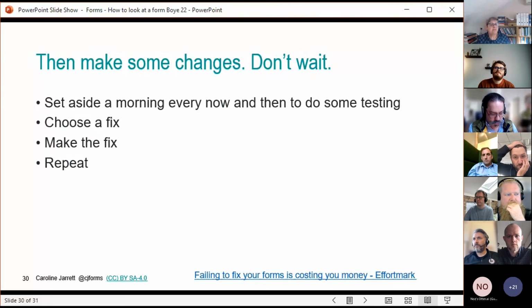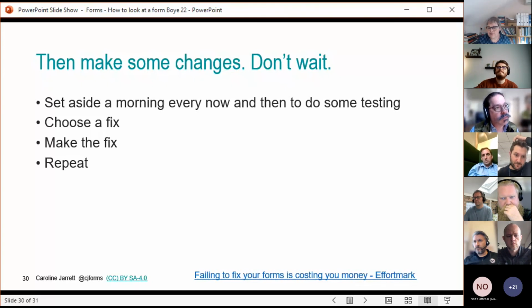For you, it's like choose a morning every now and then and do some testing, choose a fix, make the fix and repeat. Even fixing that stupid asterisk in the wrong place would have been an improvement. So it's like just getting into the habit of keeping on top of them, making small fixes, repeating, doing it regularly. That's how you actually get the better forms.